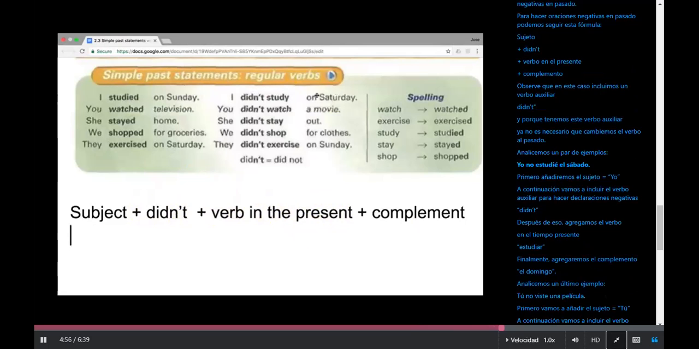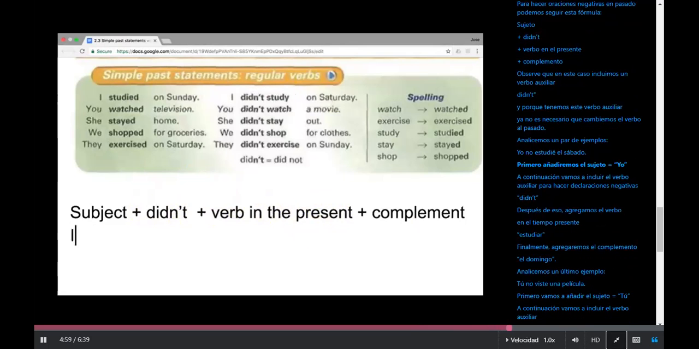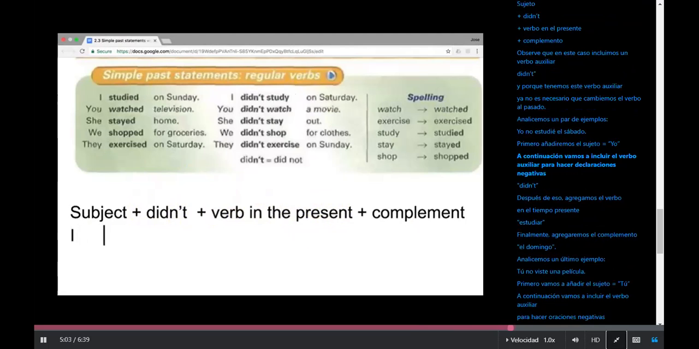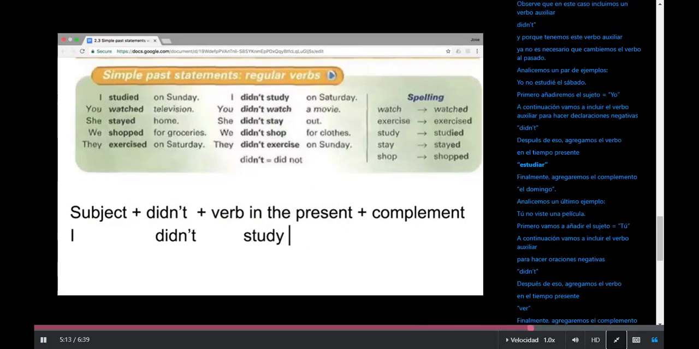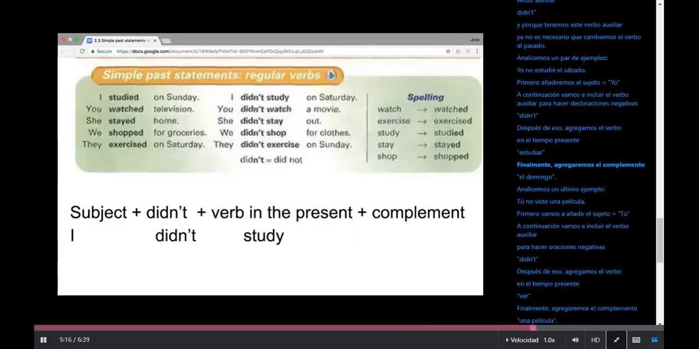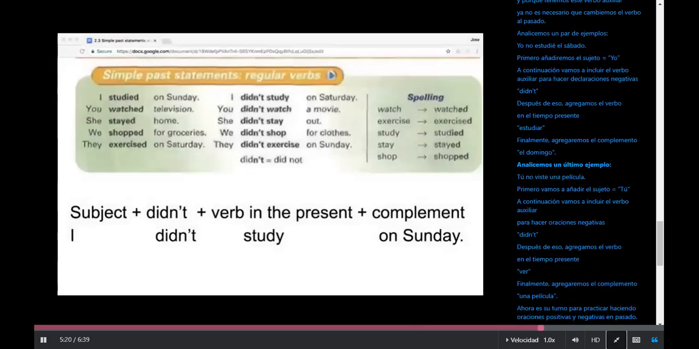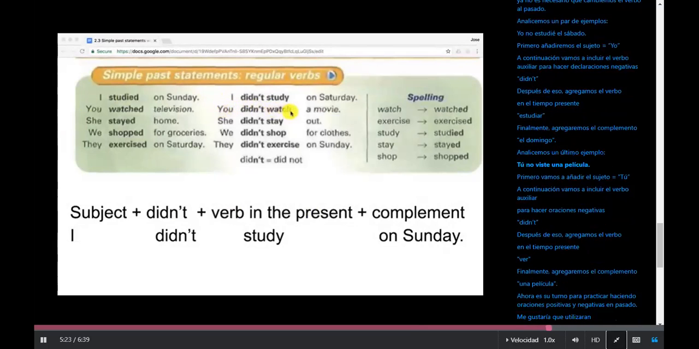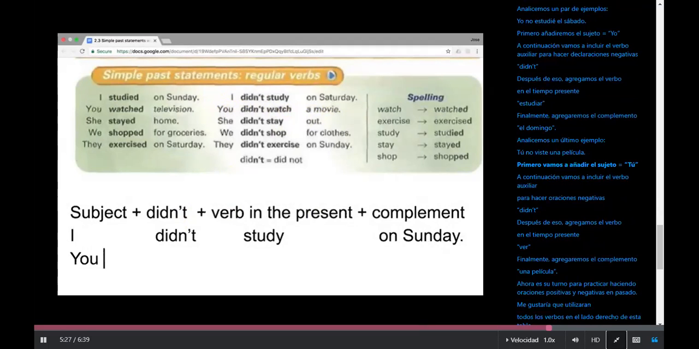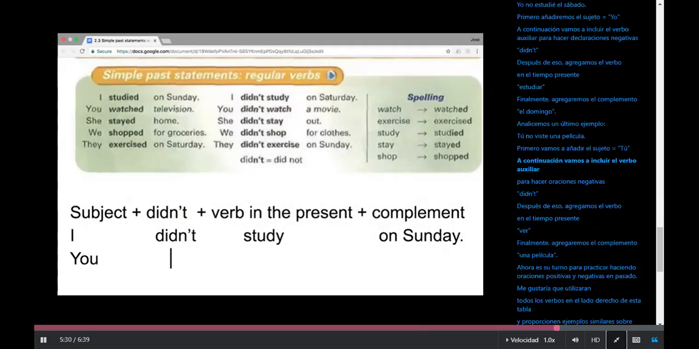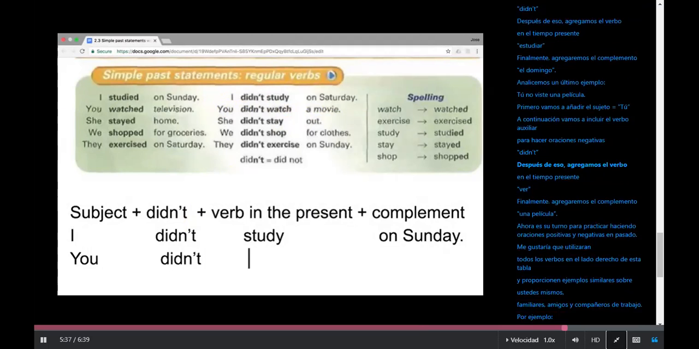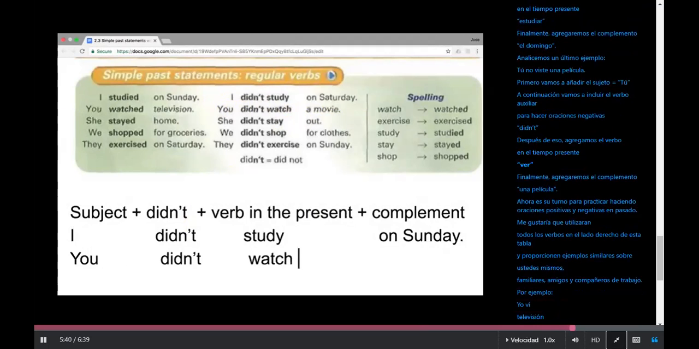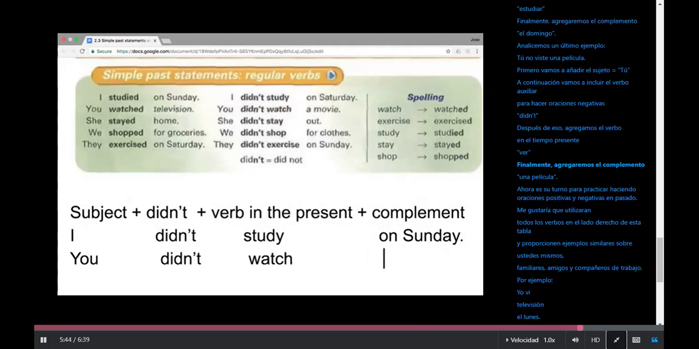I didn't study on Saturday. First, we will add the subject, I. Next, we will include the auxiliary verb to make negative statements, didn't. After that, we add the verb in the present tense, study. Finally, we will add the complement, on Saturday. Let's analyze one last example. You didn't watch a movie. First, we will add the subject, you. Next, we will include the auxiliary verb to make negative statements, didn't. After that, we add the verb in the present tense, watch. Finally, we will add the complement, a movie.